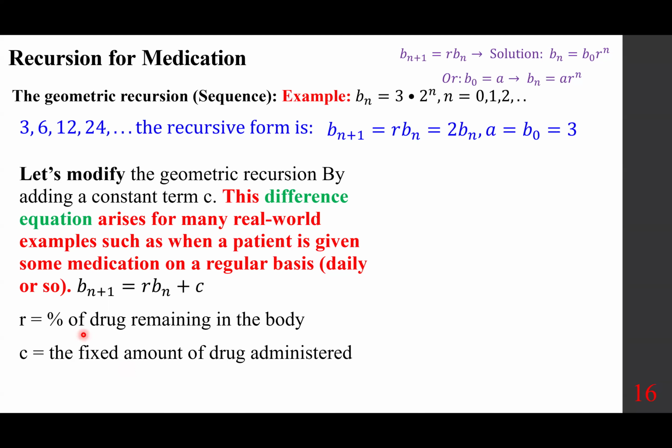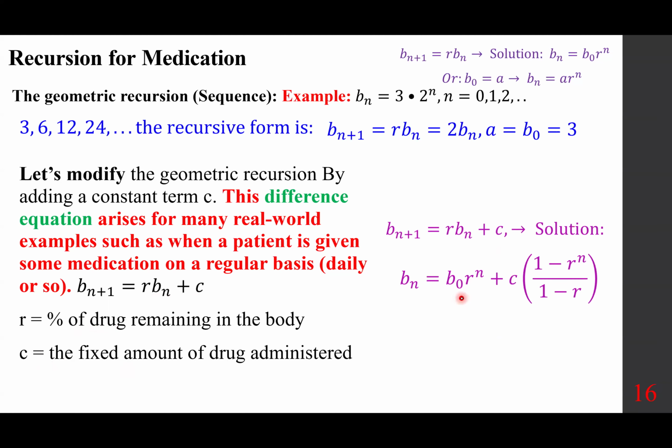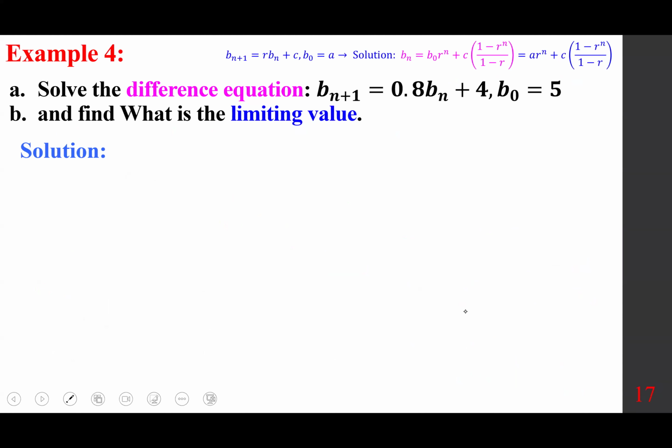So whatever we give to the patient every 2 hours, every 5 hours, and so forth, which gives rise to the following formula. B sub n plus 1 is R B sub n plus C. Solution is B sub 0 R to the power of n plus C times 1 minus R to the power of n over 1 minus R. And again, we use A equals B sub 0. Let's look at a couple of simple examples to make some sense out of this. I do have the proof at the end if anybody is interested, but let's look at this simple example.